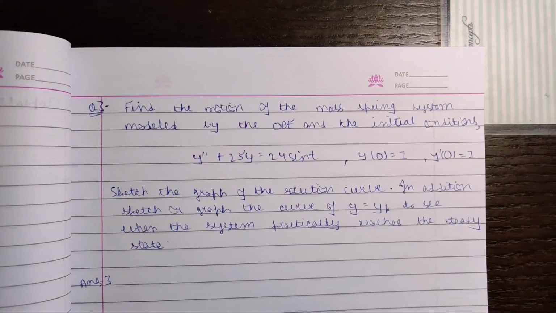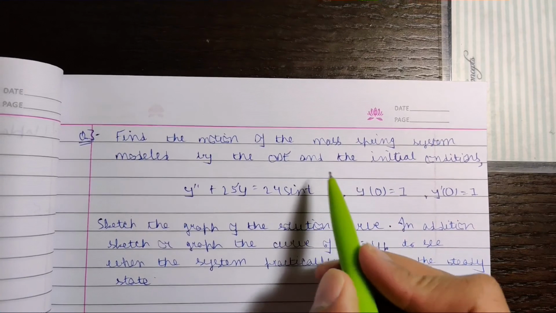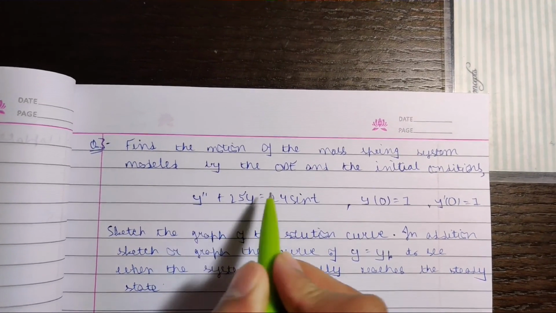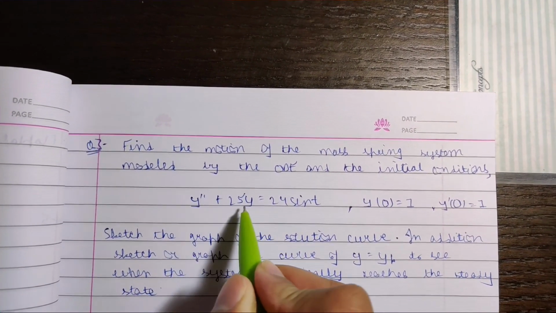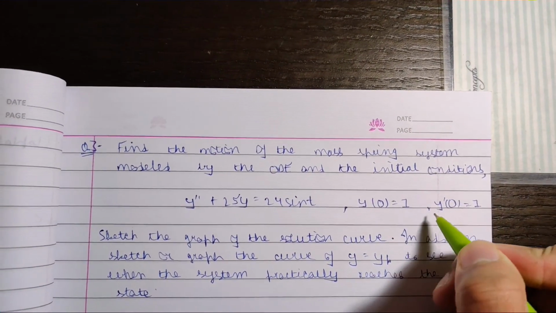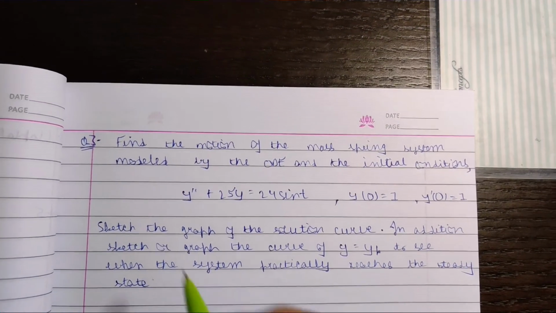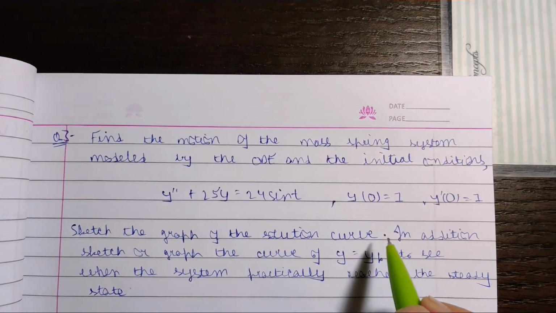So the question says, find the motion of the mass spring system modeled by the ODE and the initial conditions. So the differential equation is y double dash plus 25y is equal to 24 sin t, and the conditions are y(0) is equal to 1 and y dash (0) is also equal to 1. And also we have to sketch the graph of the solution curve.